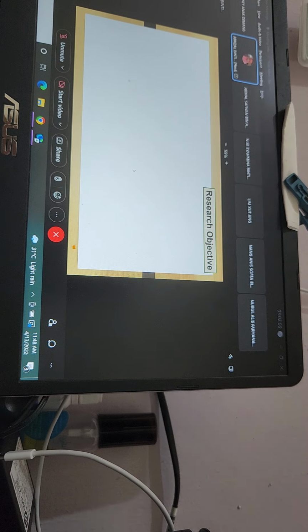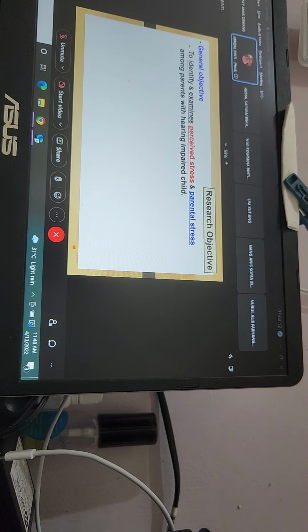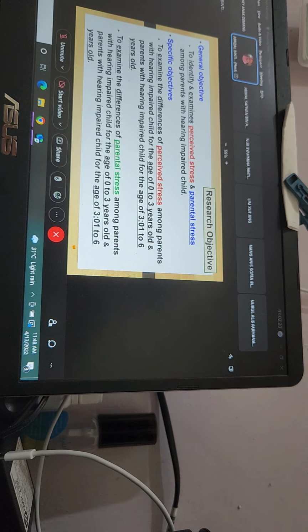Okay, that's the research question. That's the thing that he wants to identify. This is going to be the research objective. In USM, you need to have two types of objective: the general objective and the specific objective. For the general objective, you need to follow the title. For example, the objective is to identify and examine perceived stress and parental stress among parents with hearing impaired child. This is your objective.